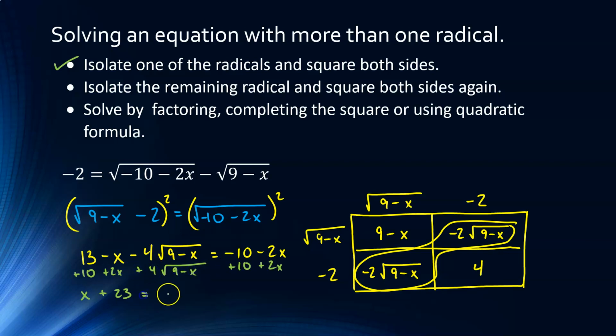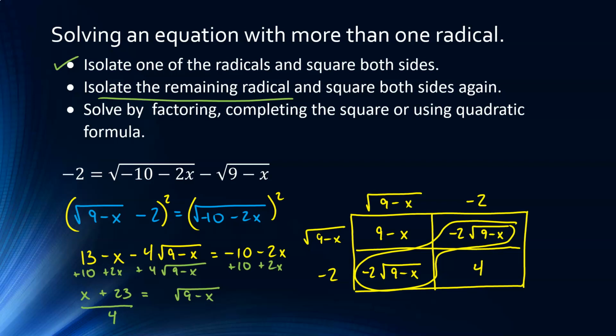So I'm just going to write it like this. On the right side, I ended up with 4 square root of 9 minus x. Now remember, we're trying to isolate the remaining radicals. So I want to get that radical by itself, so I'm going to divide both sides by 4. If you want to do that in 2 steps, you can, so that way you can look back in your work and see how we got this. But for space's sake, I'm just going to write it like this: x plus 23 divided by 4 equals the square root of 9 minus x.